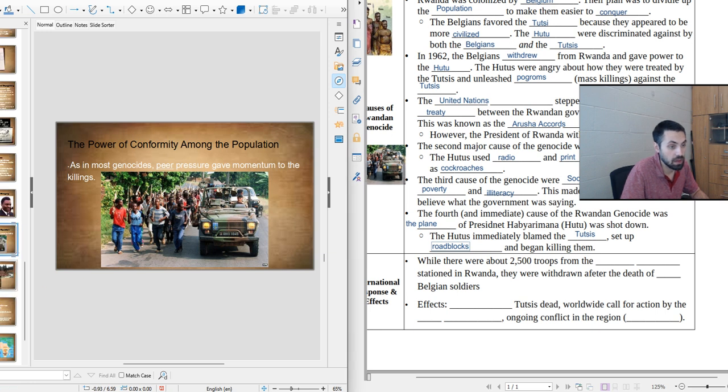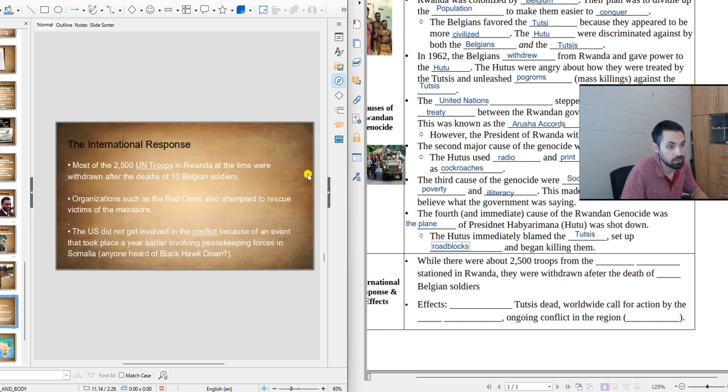And so the aftermath of this is what? While there were about 2,500 troops from the United Nations there on peacekeeping, they withdrew after the death of 10 Belgian soldiers. And so our major effects are that there were 1 million Tutsis killed.